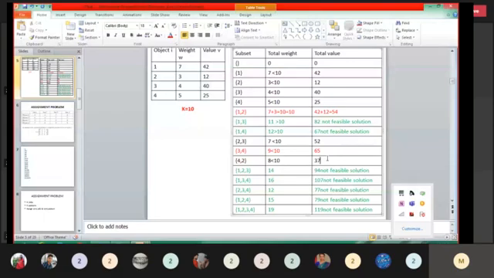Another subset is 3, 4. The weight is 9, which is less than 10. So we can keep the objects 3 and 4 in the bag, right? But for 1 and 2, value is 54. For 3 and 4, value is 65. So which one can we choose? 3 and 4, because the value is high. 3 and 4 are the most valuable objects. This is the optimal solution.